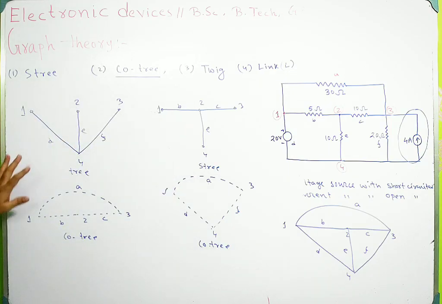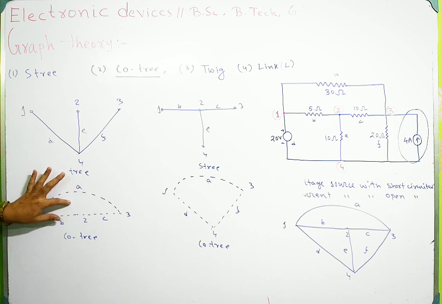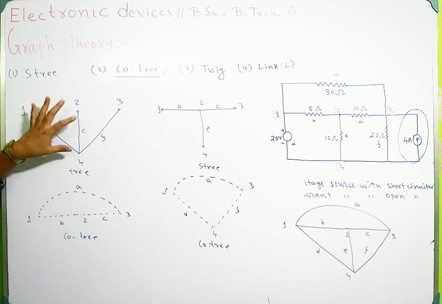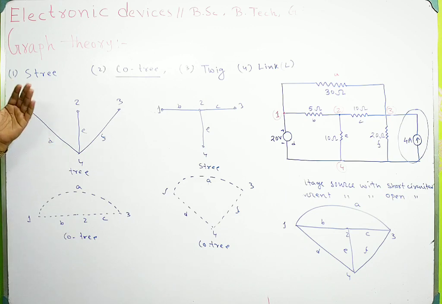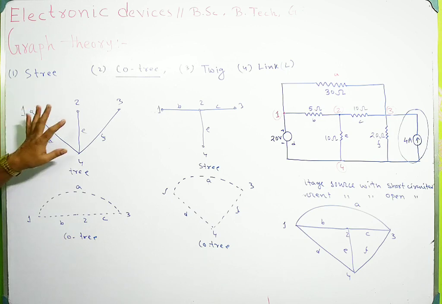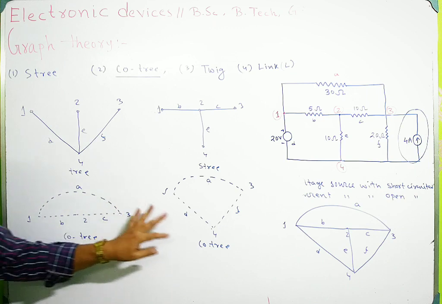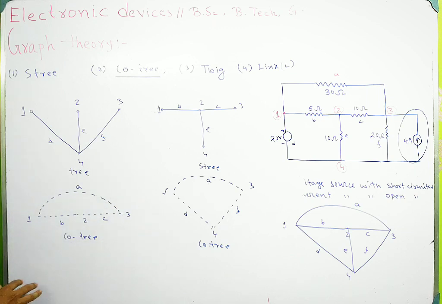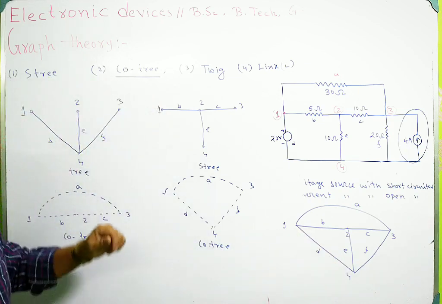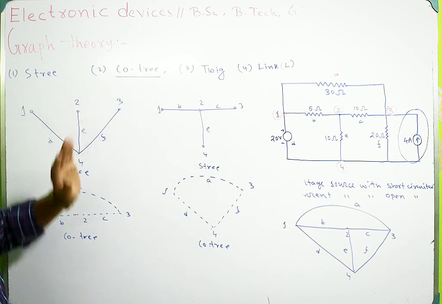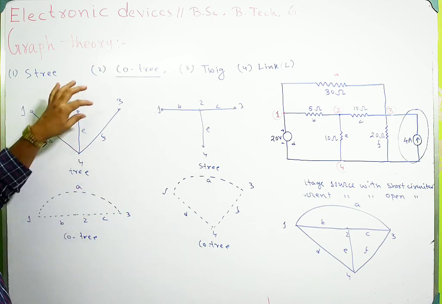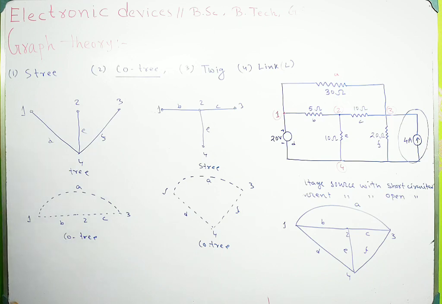So what is the definition of a co-tree? A co-tree is a subgraph which is formed with the branches that are removed while forming the tree. There are several co-trees of this graph. So the number of co-trees and the number of trees must be equal.